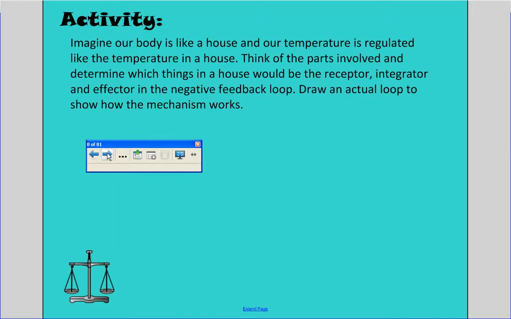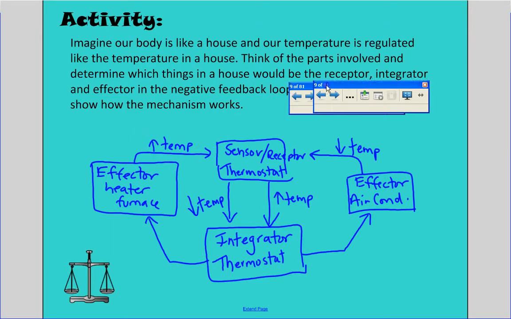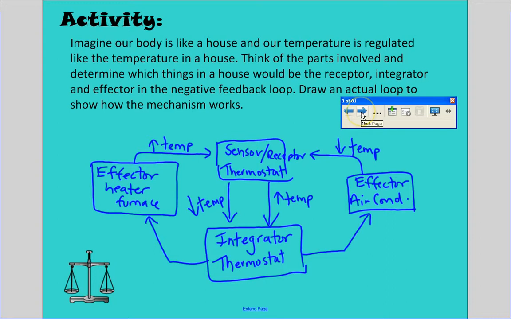An example for this, we did talk about the thermostat. I think you're okay with this one. This one was actually discussed in your book. So the simple idea is if there was an increase in temperature, the sensor in the thermostat detects the increase in temperature, sends a message to the integrator within the thermostat. If it's been an increase in temperature, the idea is to bring it back down. So it will send a message to the effector, which is the air conditioner, in order to lower the temperature back down again. Okay, the other side is showing the opposite.